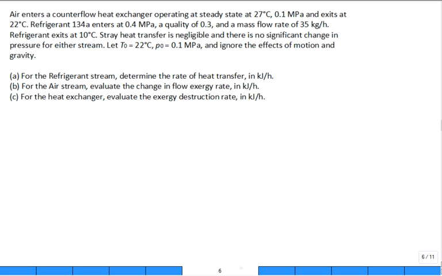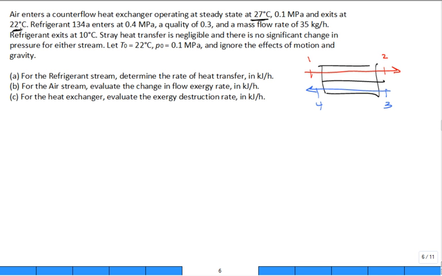We have air flows in a counterflow heat exchanger. You have a quick sketch of a counterflow heat exchanger. Put the hot fluid going from state 1 to state 2, and put the cold fluid going from state 3 to state 4. We have air, and it comes in at 27 and 0.1 megapascal and exits at 22. What's happening to the air? Is it heating up or cooling down? It comes in at 27 and goes out at 22. It's cooling down. Is the air the hot fluid?